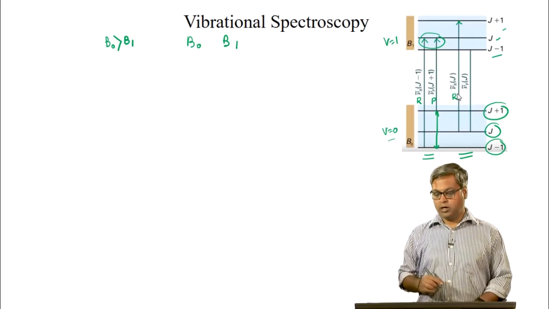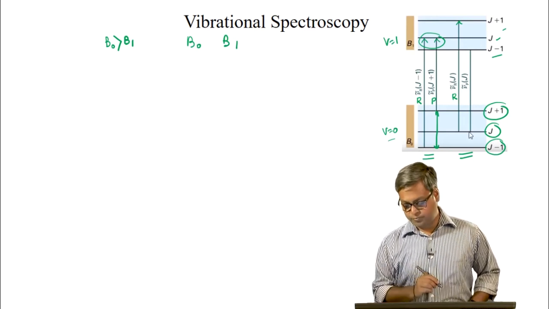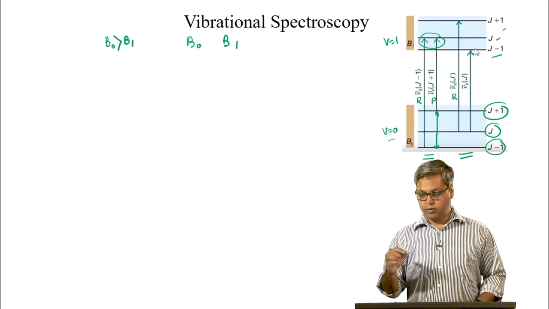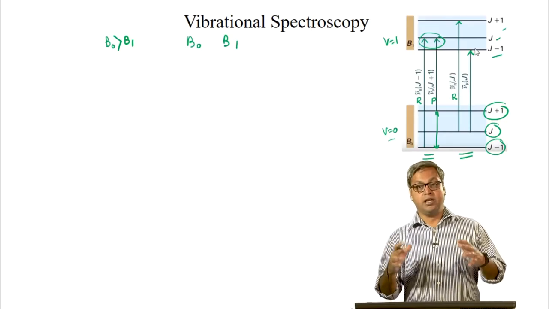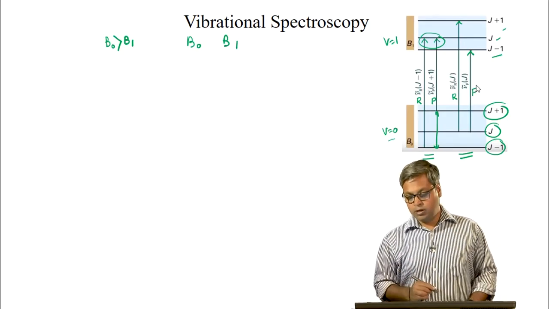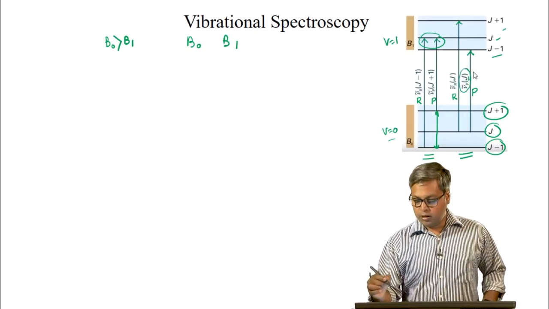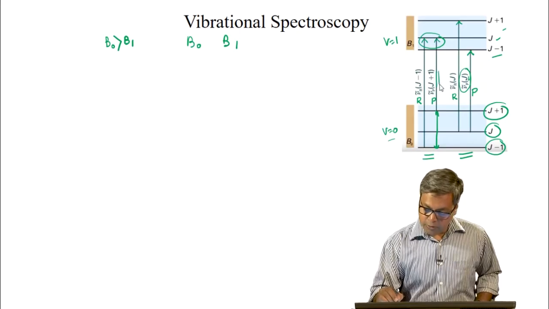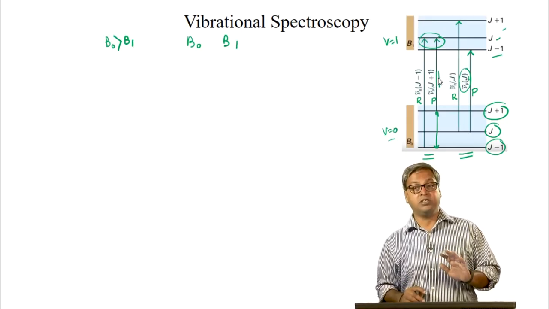As there is an increase of J by plus 1 in the final state, this is an R branch. And the second transition on the right, or the rightmost transition, starts from the J level of V equals 0, but goes to J minus 1 level of V equals 1. As there is a decrease in the value of J in the final state, this is part of the P branch. And if you see this nomenclature, this J in parenthesis or bracket tells us the initial state.